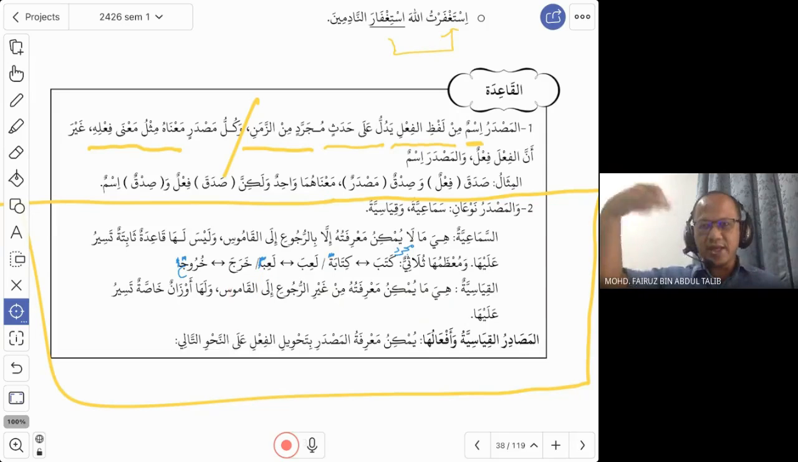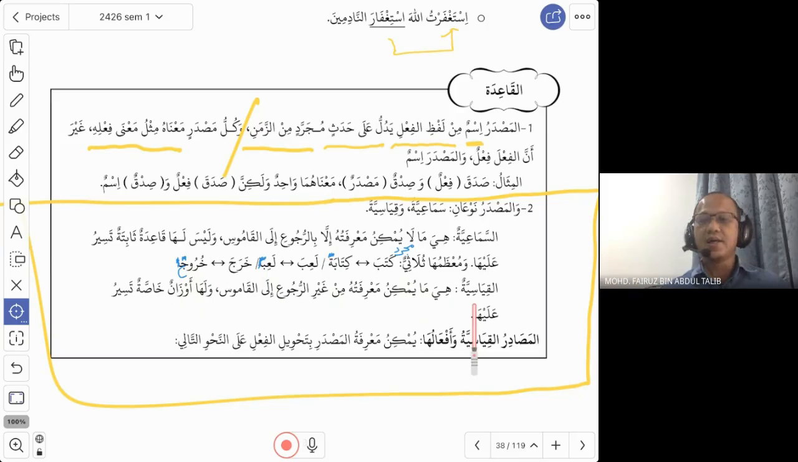Kharaja, to exit, to go out. The masdar is khuruj, going out. Again, ignore the last sign, khurujan. Just say khuruj, that is enough. So that is the masdar sulasi, the masdar sama'i, which we can know by referring to the dictionary.